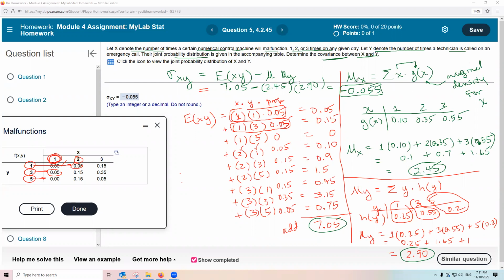Call this the covariance, and it goes by this symbol sigma xy. All right, so the calculations are a little messy here, but break this down into 3 pieces. We had to find the mean of X, the mean of Y, and then the expected value of X, Y. Plug into this formula. All right, let's take a look at another example then.